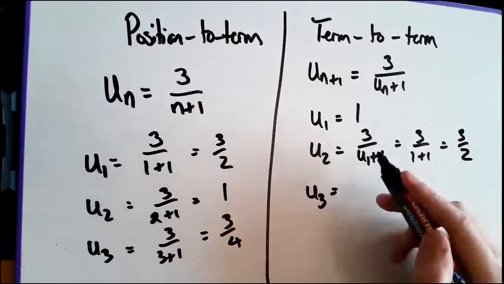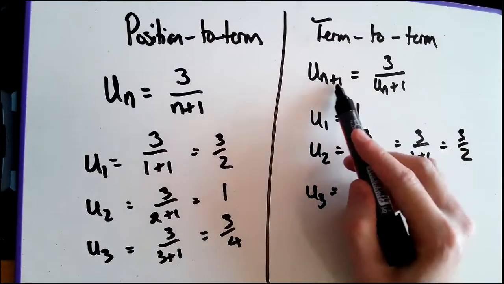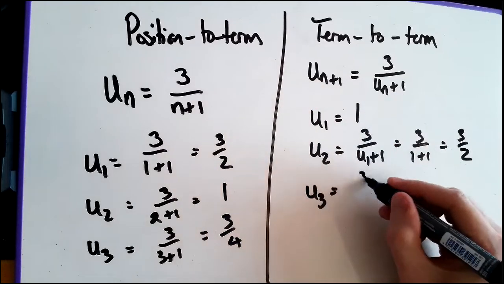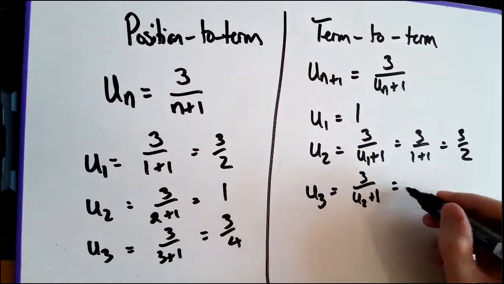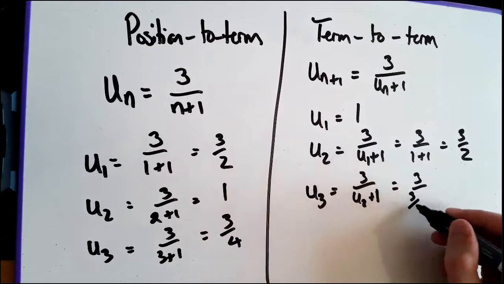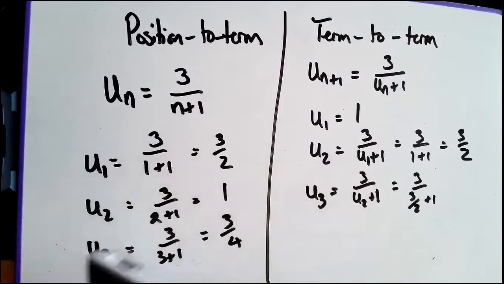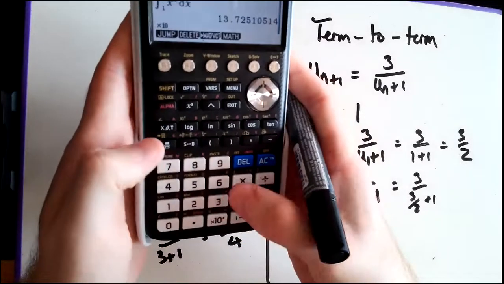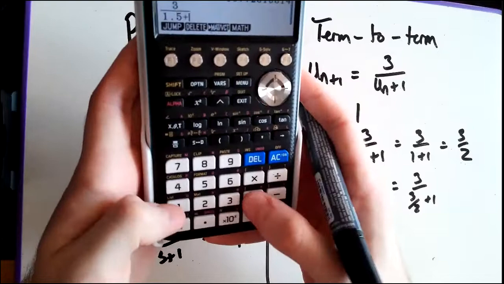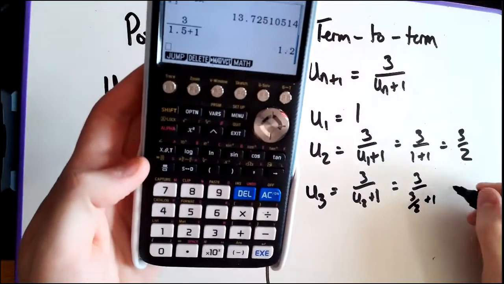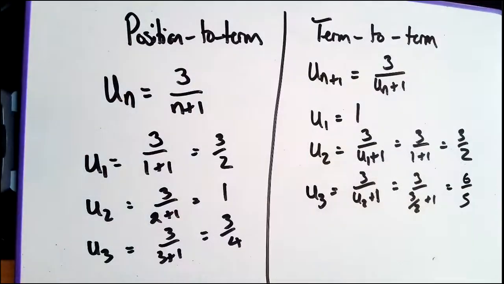For u3, I don't sub in 3. I want this to be u3, so n is 2. So it's 3 over u2 add 1. So that's 3 over 3 over 2 add 1, which I can't do in my head. So 3 over 1.5, 1 gives me 6 over 5, etc.